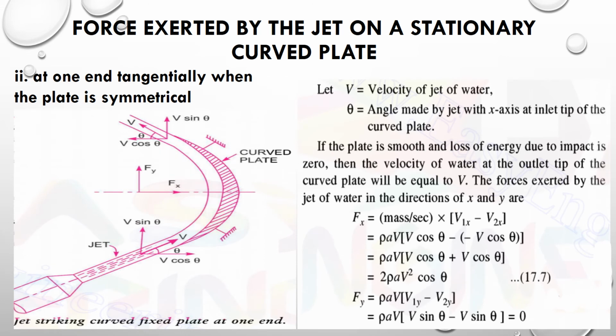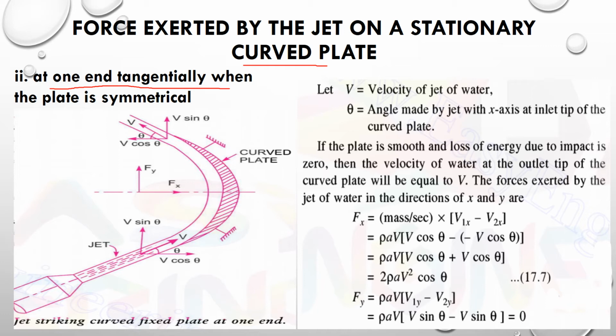Now coming to the second case of the curved plate. Here we are assuming that the jet of water is striking the curved plate at one end tangentially and the plate is symmetrical. As you can see in this figure, this curved plate is symmetrical about this horizontal axis, but here the jet of water is not striking at the center. Instead, it is striking at one end tangentially.